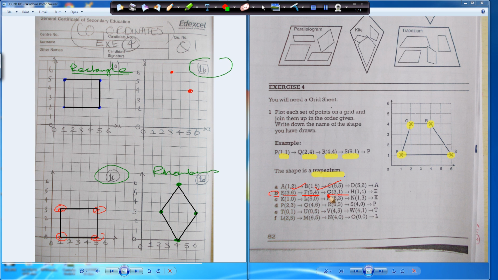What's that? G is 3, 1. So 3 along the X, look, 3 and 1. And what's the last one? 1, 4. So 1 along the X and then 4 up. What do we do now? You have to join it up.